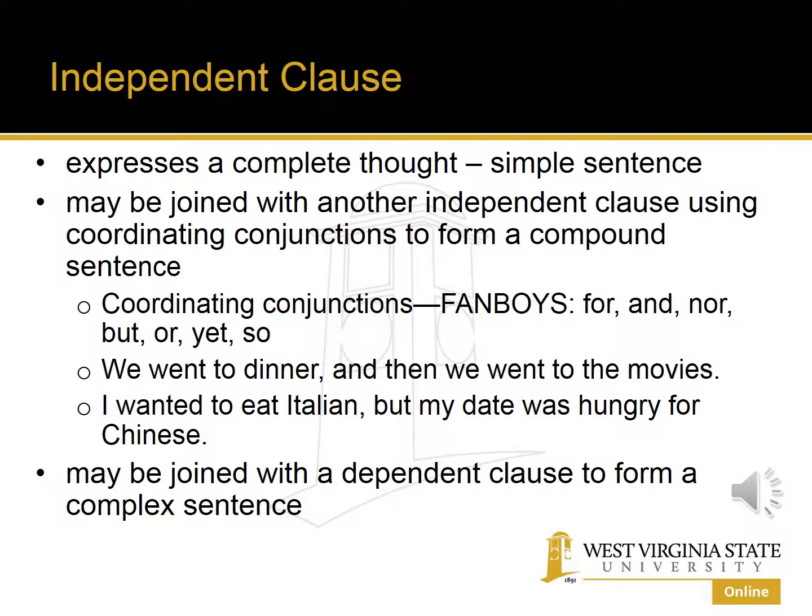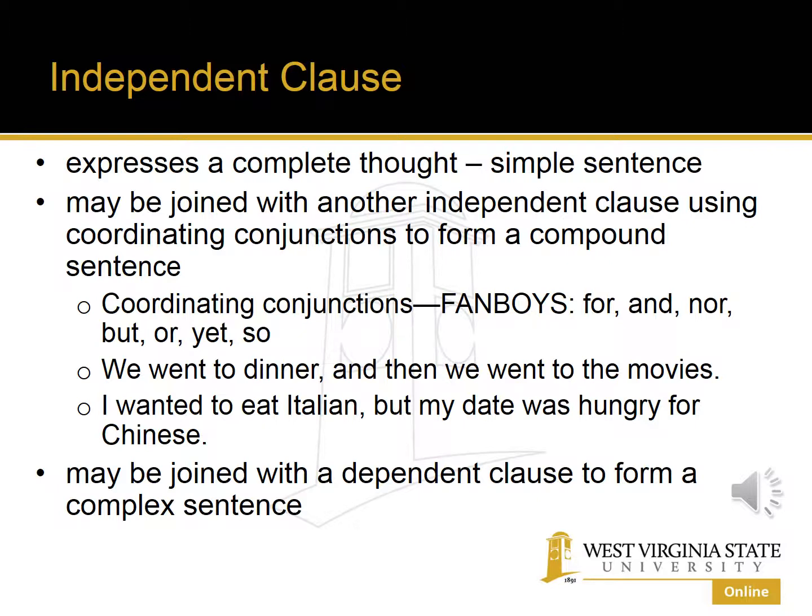In the second example, I wanted to eat Italian, but my date was hungry for Chinese. So again, we have two independent clauses. I wanted to eat Italian, and my date was hungry for Chinese. This is a contrary situation, so we use the coordinating conjunction but to indicate that contradiction or disagreement.